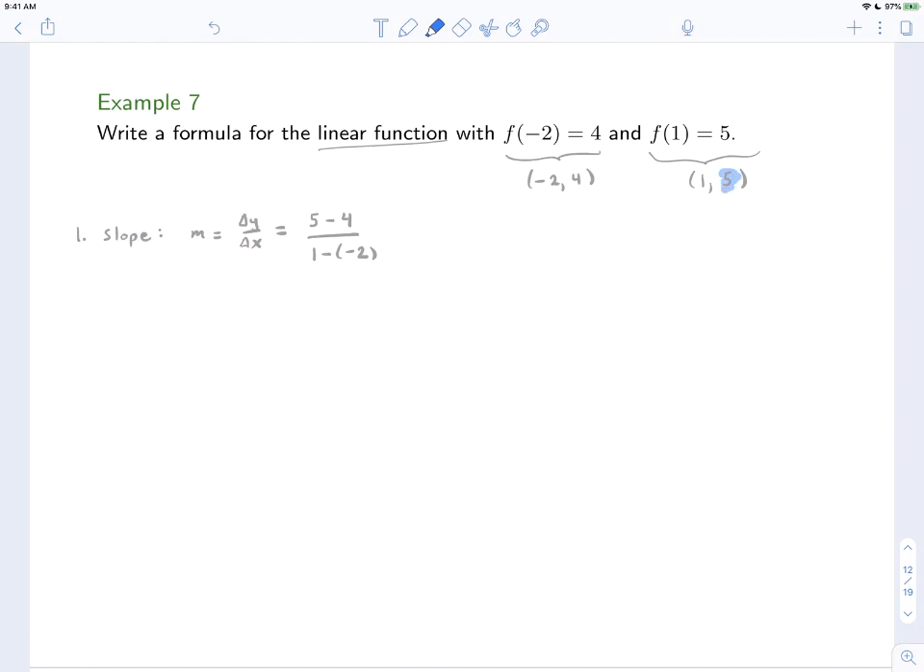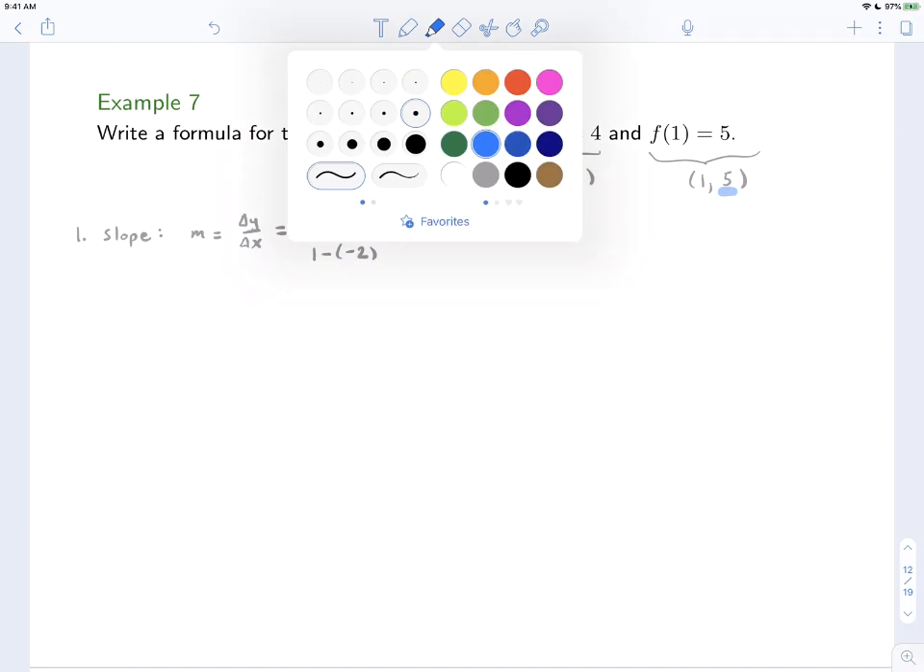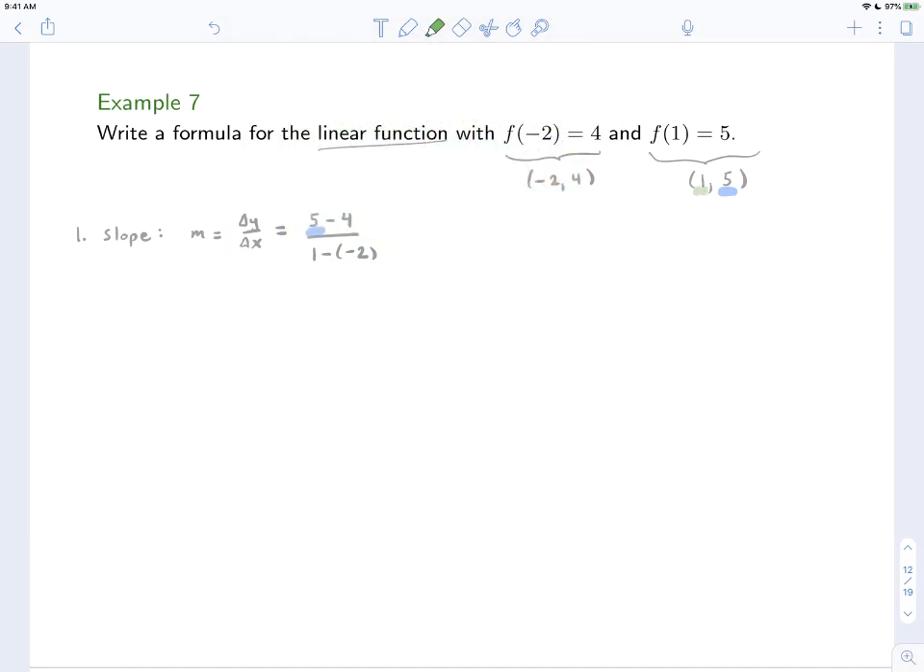So this 5 is that 5, and that 1 is that 1. Okay, so 5 minus 4 is 1. And on the bottom here, we have 1 minus a negative 2, which is the same as 1 plus 2. And so 1 plus 2 is 3, so it's 1/3. So the slope is 1/3. Step 2, we use any point. So the most convenient point here is probably 1 comma 5. So let's use that.